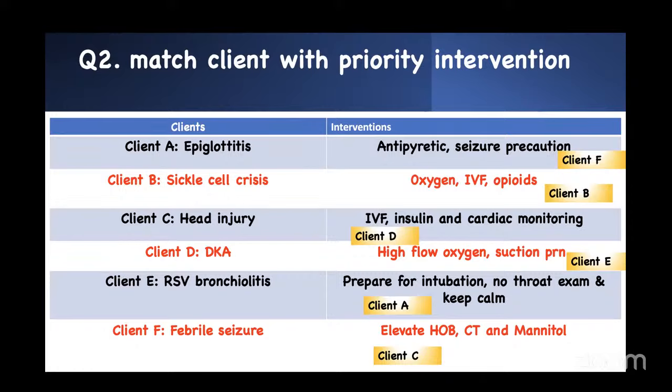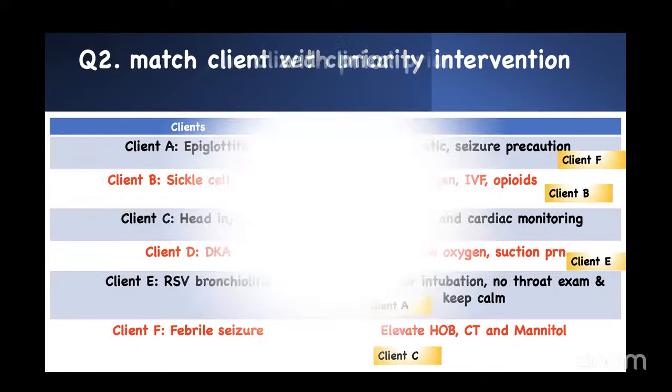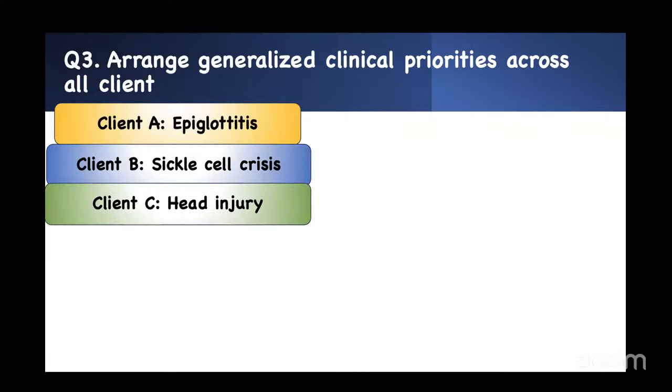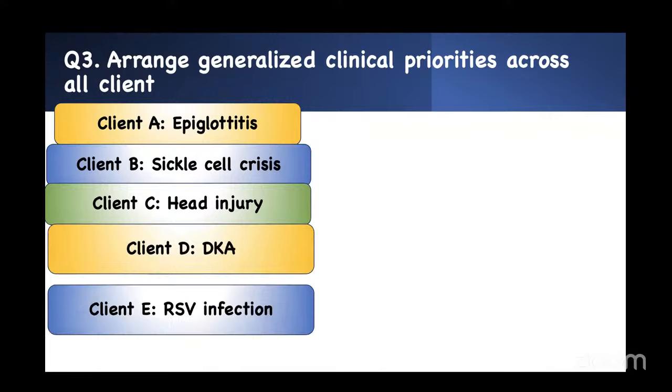It's a matching game. Now, there are clinical priorities, right? For each of them. It's different from intervention. There's a specific generalized priority. What is the priority? And it can be classified into this stage, right? So first patient is epiglottitis. We have a sickle cell patient. We have a head injury patient. And we have a DKA. We have RSV infection. And we have febrile seizure. There are some priorities we have to be comfortable with.